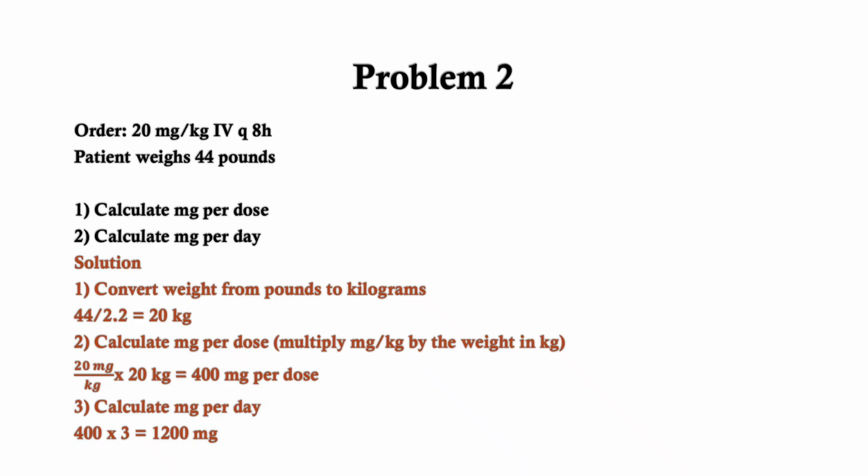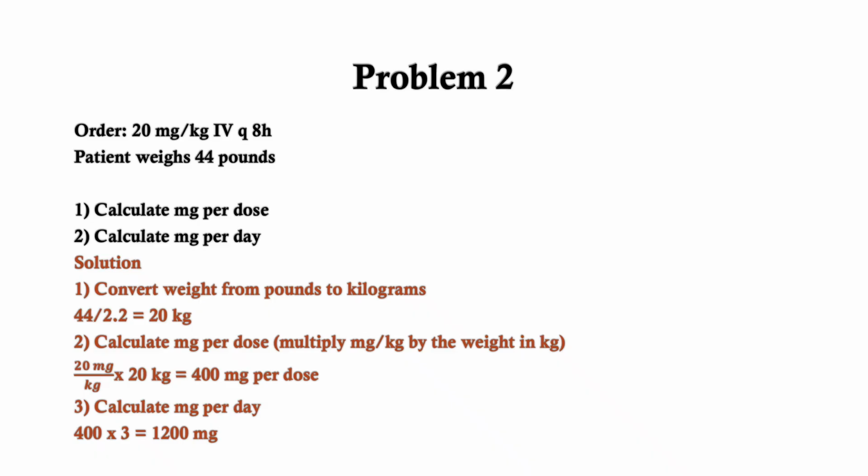Now that you have that, then you can calculate milligram per dose. And remember, to calculate milligram per dose, you're going to take the milligram per kilogram that is given, and you're going to multiply that by the weight in kilogram. So here we have 20 milligram per kilogram multiplied by 20 kilogram, that's the weight in kilogram. So we have 20 times 20, and that's 400 milligram per dose.